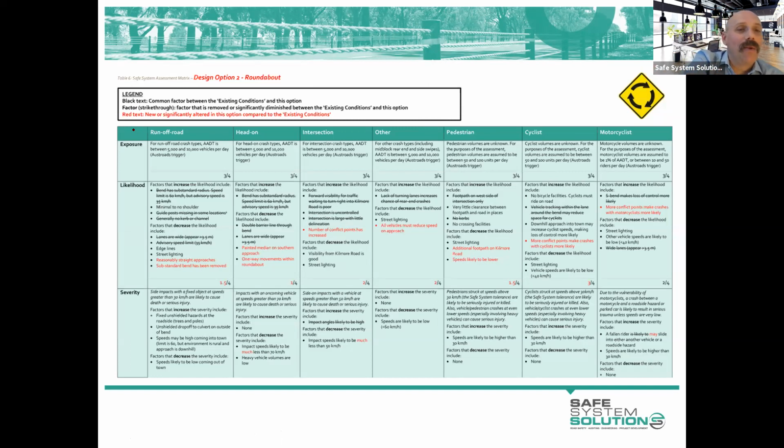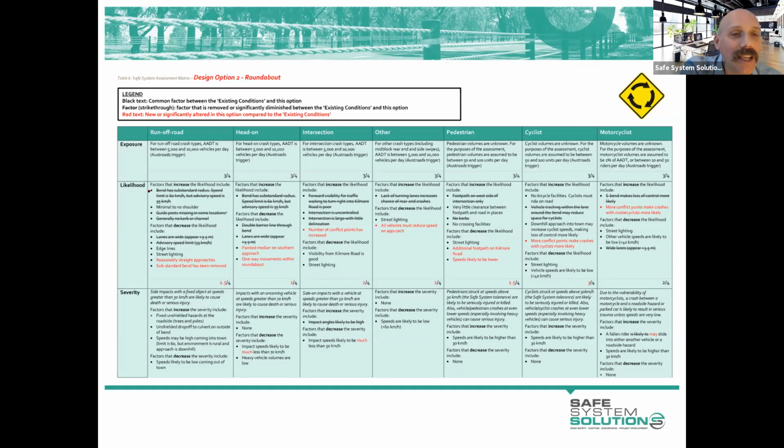But you'll see here, what we've taken is the existing conditions matrix, copied it. Once you're happy and you've covered everything, you've put all the factors you want to put in there, you copy it, you paste it in for the design option you're looking at, and then you go about altering it.